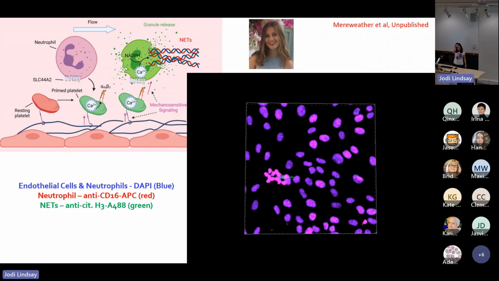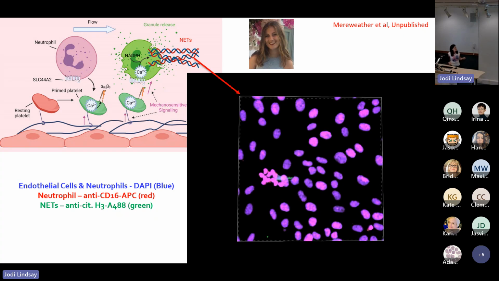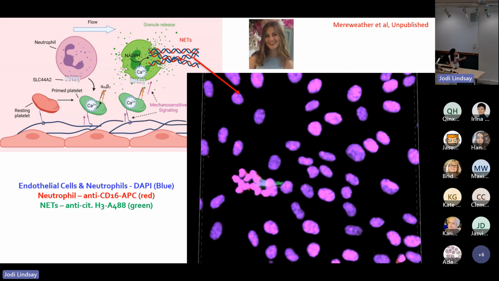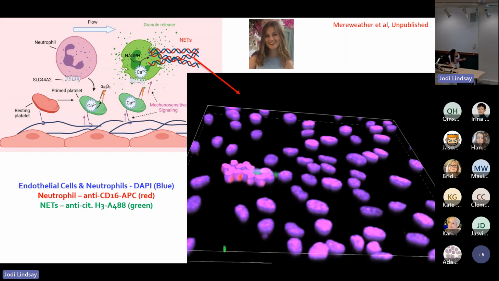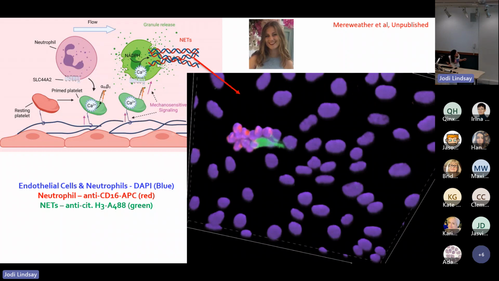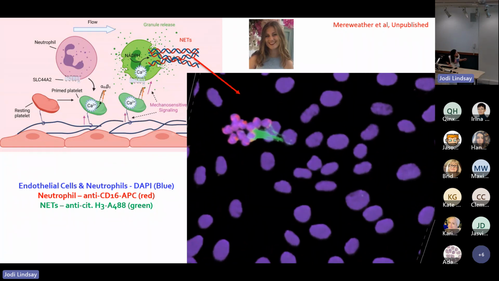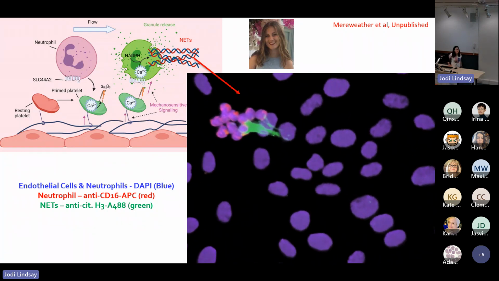So these are like images. The next thing was to show that indeed those neutrophils were able to form NETs under those conditions. This was taken at the RAF. You can see in purple the DAPI stain of the endothelial cells. Neutrophils are in purple here, and you can see NETs being formed on top of these cells.